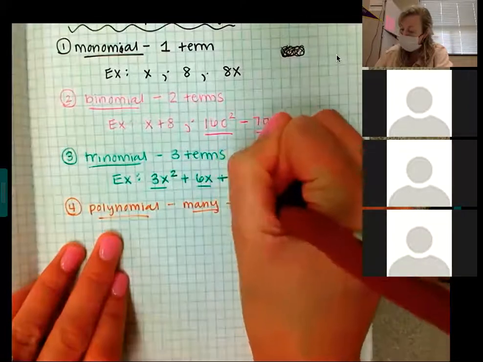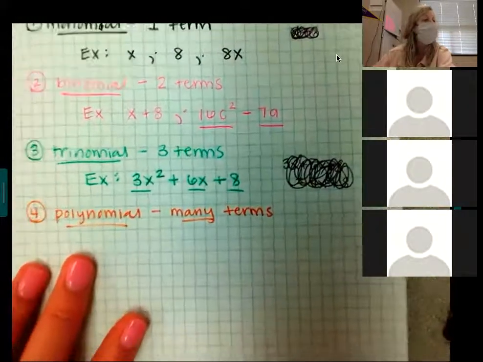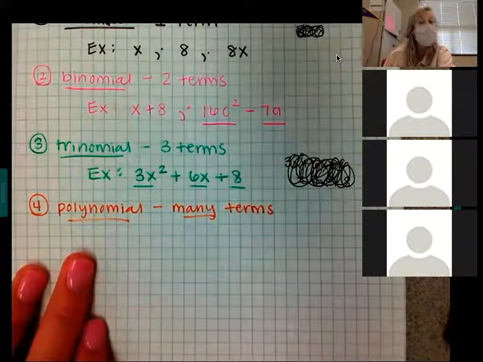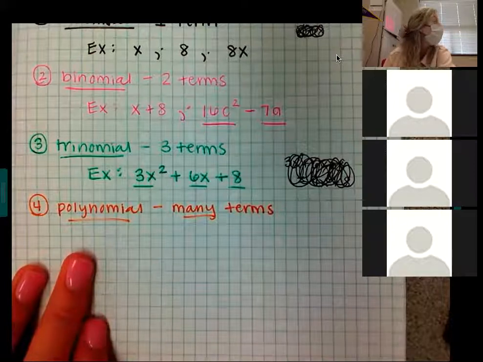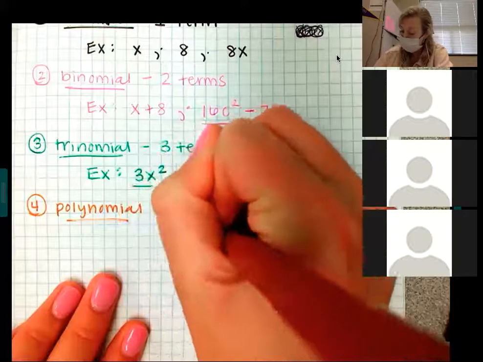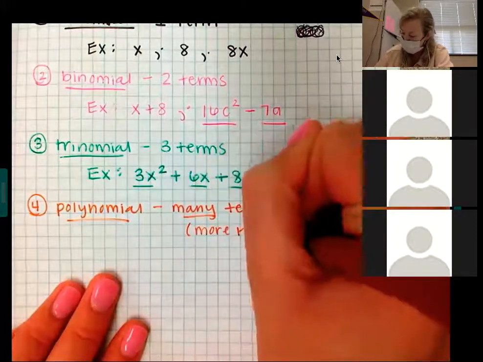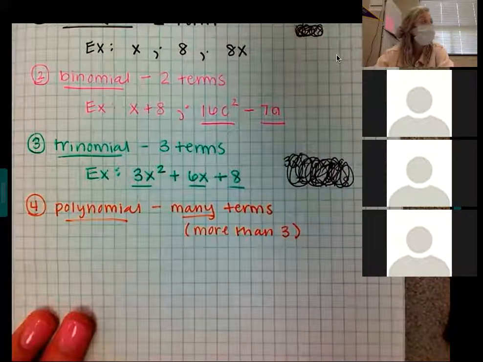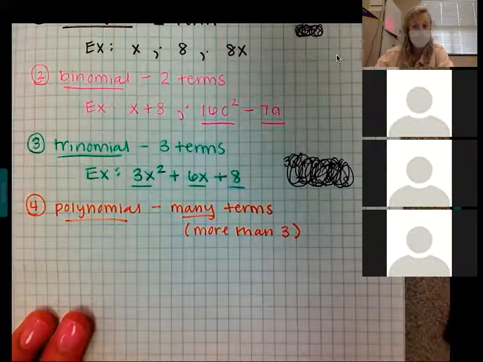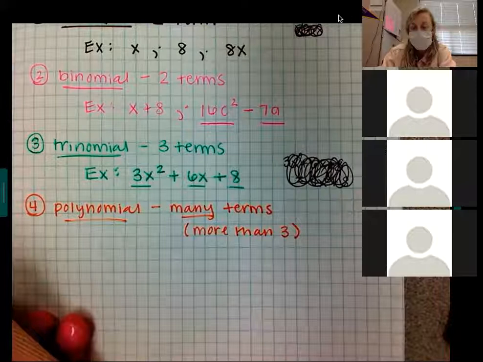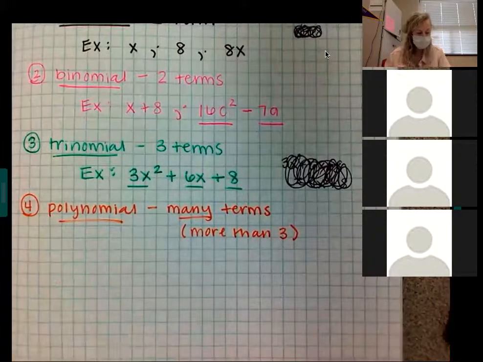And the word poly actually means many. So if I give you something with 4 terms or 5 terms, you're just going to tell me that's a polynomial. And by many terms, I mean more than 3. Does that help? Yeah? Okay. People at home, are y'all okay? Yes. All right, y'all.